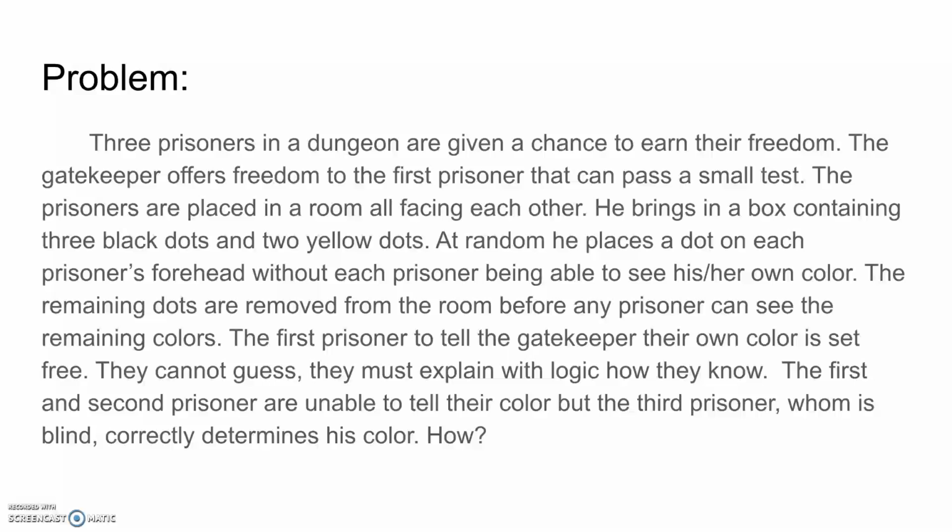The first and second prisoner are both unable to determine their color, but the third prisoner, who is blind, is able to determine his color. How?